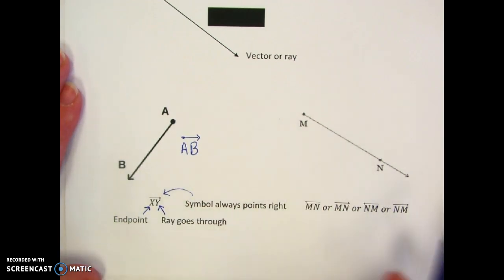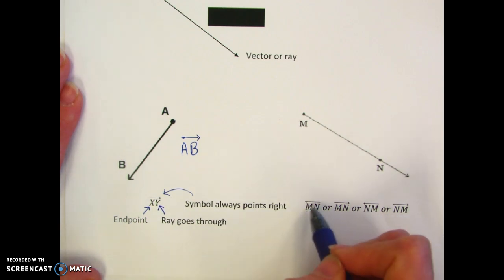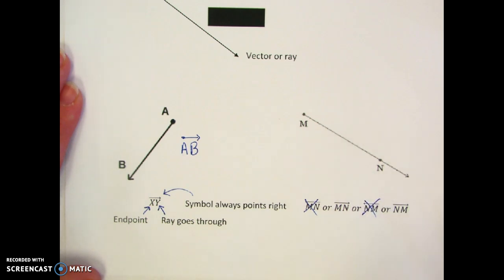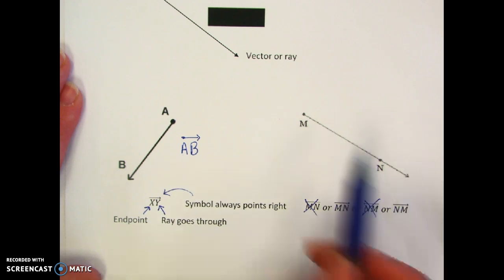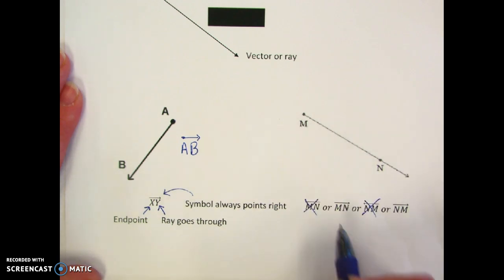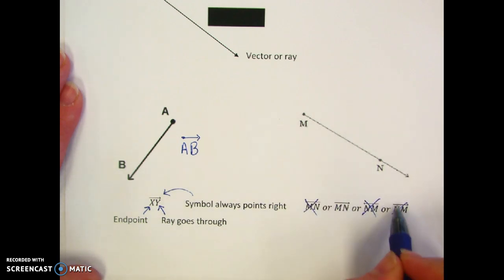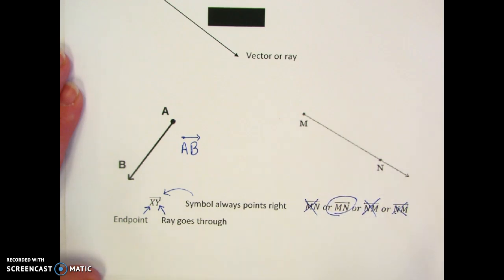Here's another ray. If we want to name it, we have the choices here, MN pointing left, MN pointing right, NM pointing left, and NM pointing right. Well, we know that we can't point left, so those two can be crossed off. Our ray always points to the right, our symbol. Now, end point is M. That's supposed to be the first letter, so this can't be it. So it's got to be this one.